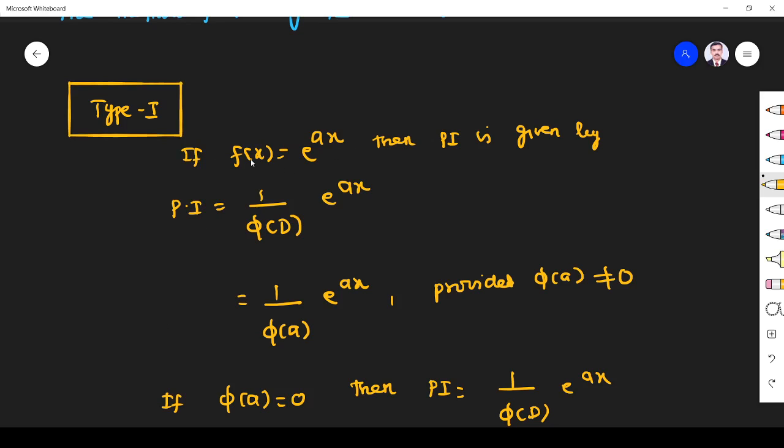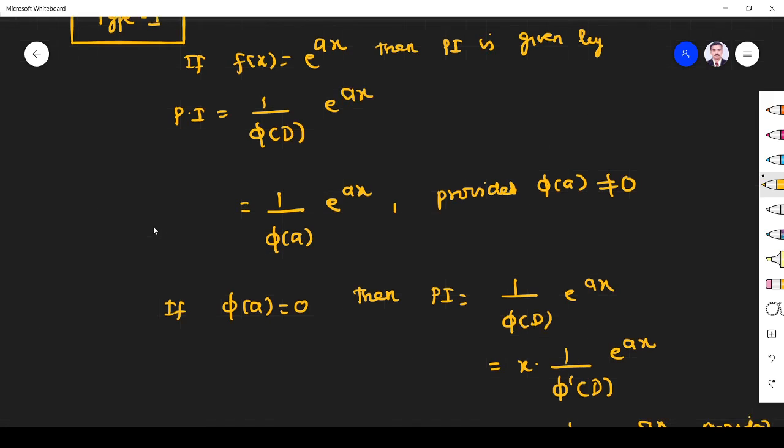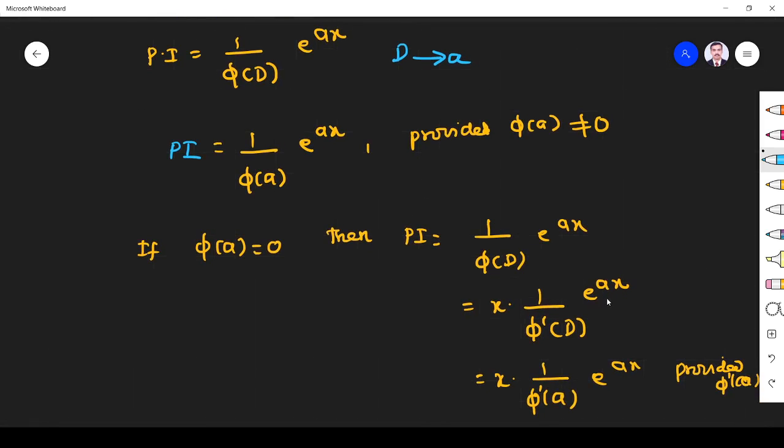In type 1, if f of x is equal to e^(ax), then the particular integral is given by 1 by phi of D, where phi of D is our differential equation operator, into e^(ax). I will tell how to solve all of these. In this, you replace D by a. If phi of a is not equal to 0, then that is the particular integral. If phi of a is equal to 0, what we have to do is differentiate; if you differentiate e^(ax), what we get is x into e^(ax).